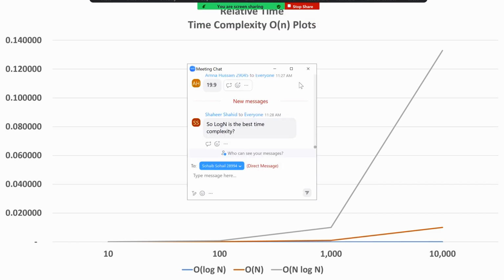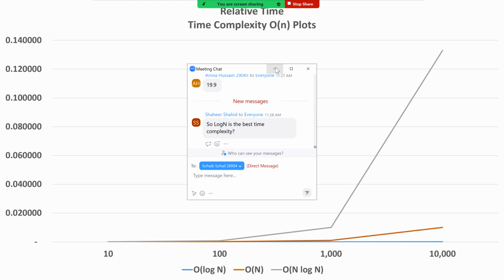Now, log n is the best in terms of time complexity. O of 1 is best, but O of 1 is generally very limited algorithms, a very limited set of computations, restricted applications. But O of log n is great. O of n also works. So you can do n log n, you can do O of log n, you can do other variations.